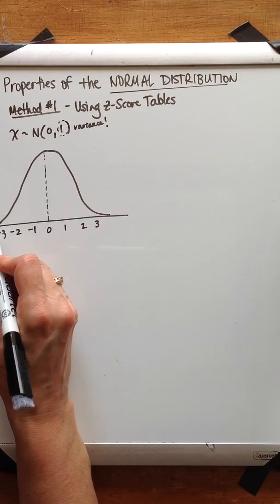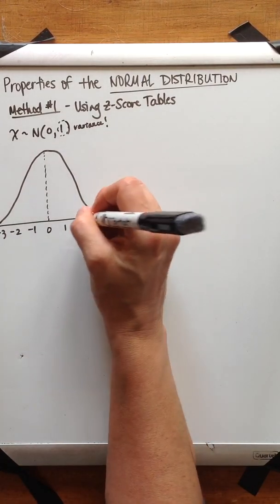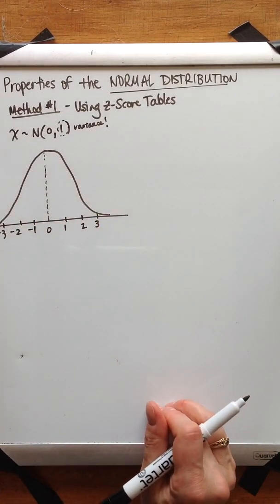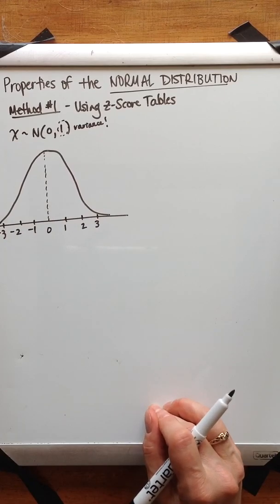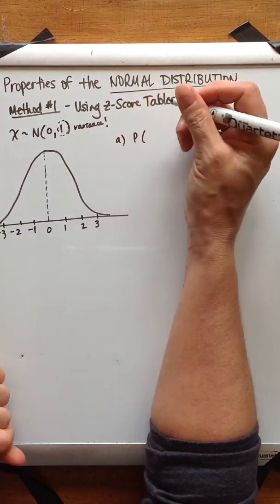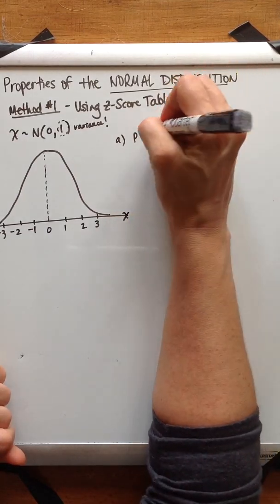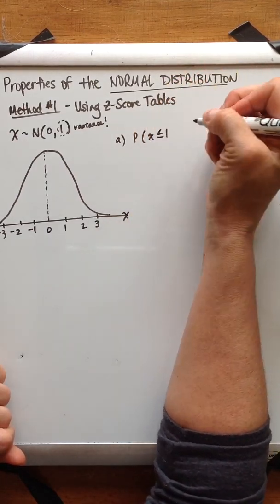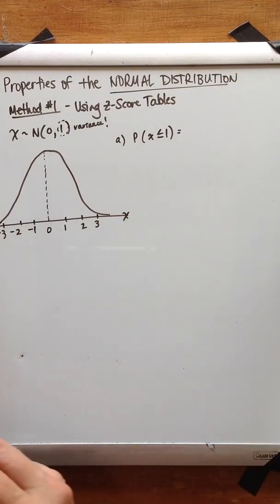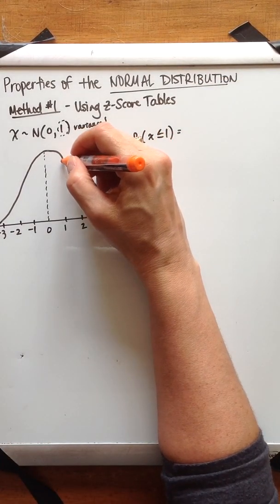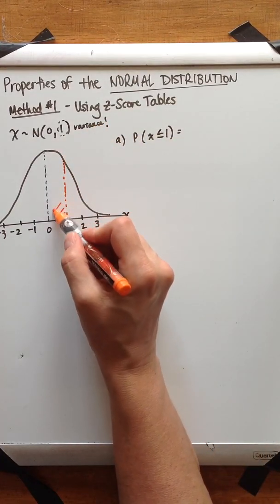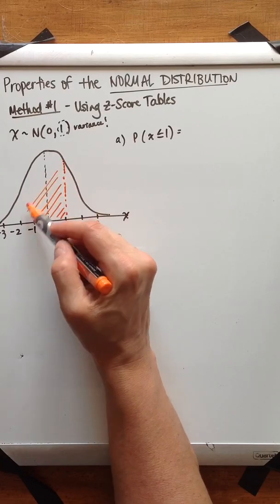Now I'm showing it touching, but we know it's asymptotic. I'm more concerned about this section here. Okay? And so if we want to know, first of all, what is the probability of this random variable x being less than or equal to 1, what it's really asking me for is, what is the area under the curve for 1 and under, or this here.